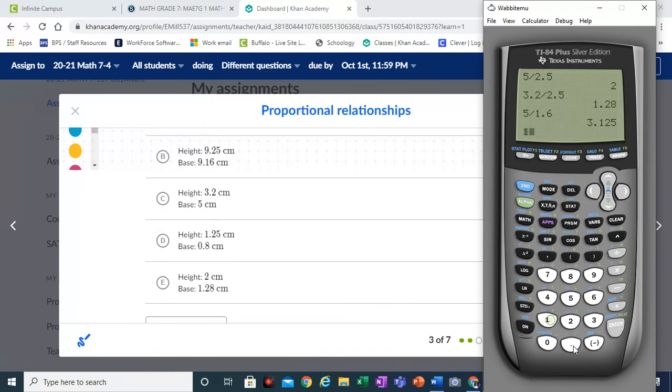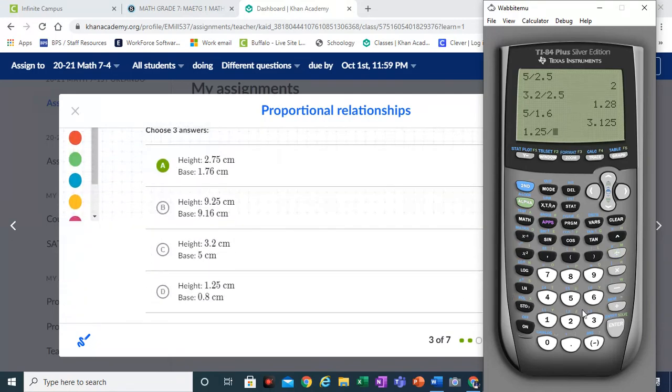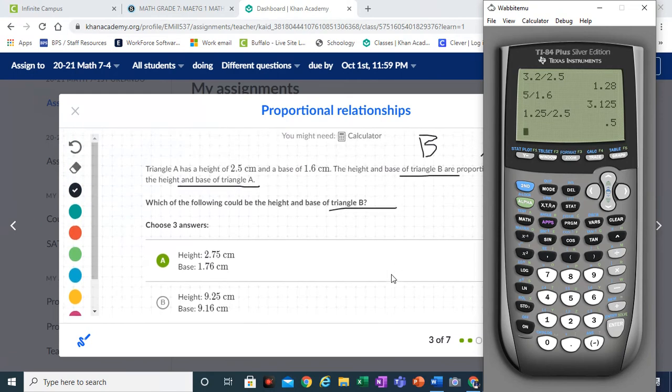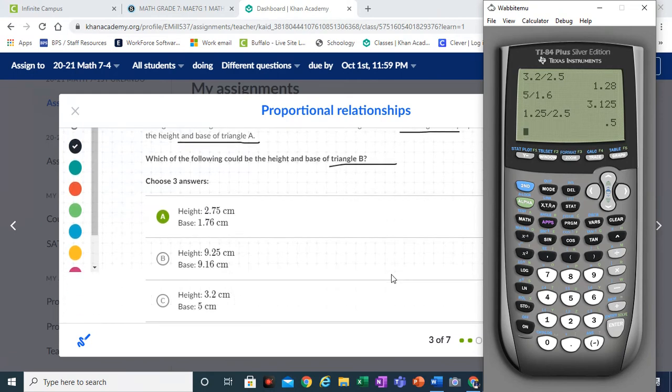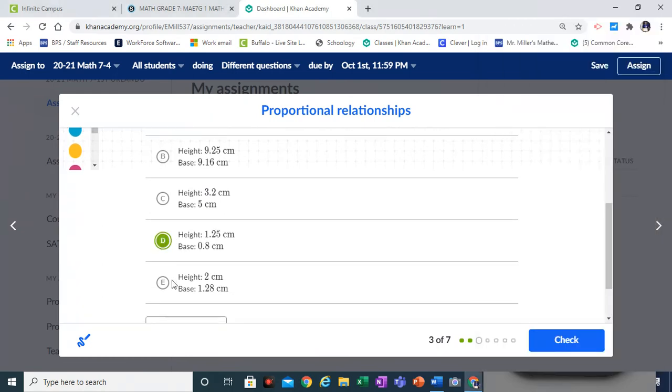So for the next one, we got 1.25 divided by 2.5, and we have 0.8 divided by 1.6. So there's an answer, which is D. So by default, E should also be an answer, but let's just confirm that.